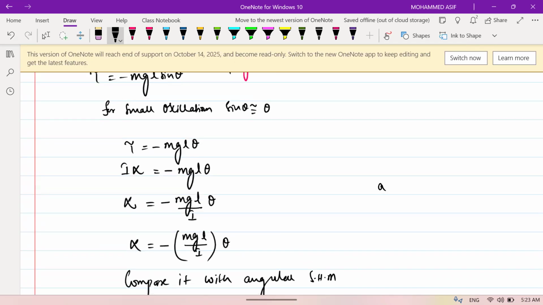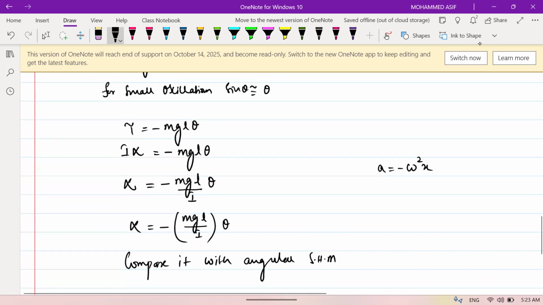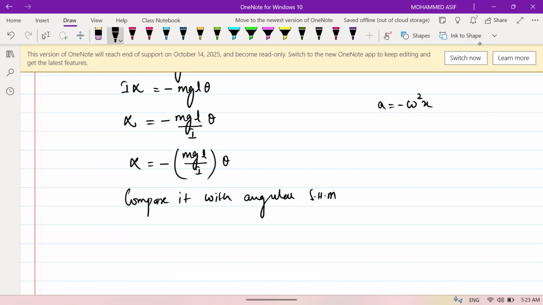We know the formula a is equal to minus omega square into x. Now in rotation, a is represented by alpha, that is equal to minus omega square again, and x is represented by theta. This is your angular SHM acceleration. Alpha is equal to minus omega square into theta.